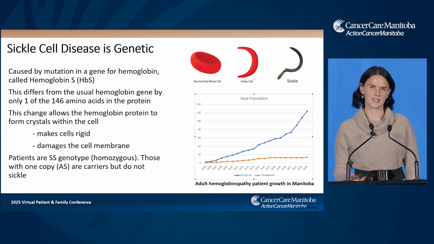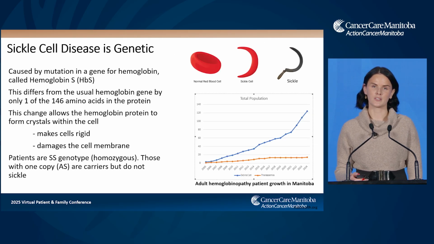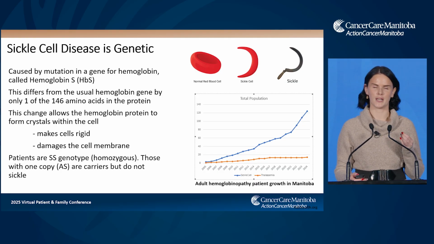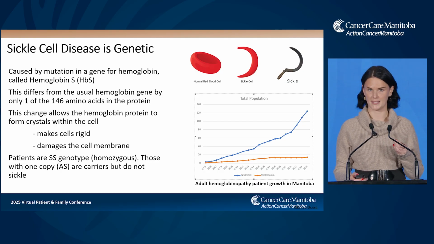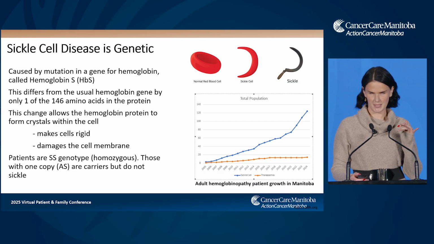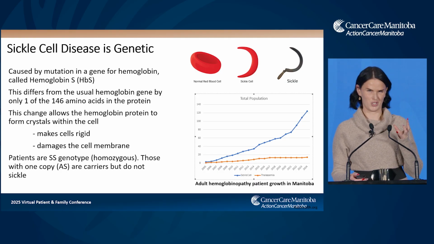Now, sickle cell disease is genetic, and it is caused by a mutation that forms something known as hemoglobin S. And actually, this is only different by a single amino acid, yet it causes such a huge change in how the red blood cell functions. These cells form crystals, so they become quite rigid. They don't flow nicely through the vessels, and because of that, it's quite turbulent and they get damaged.